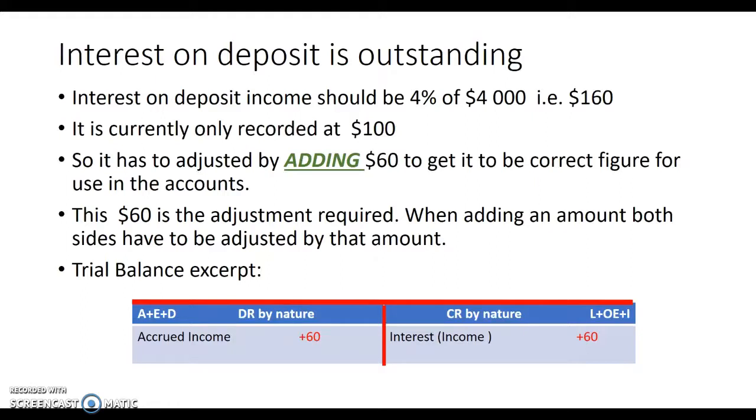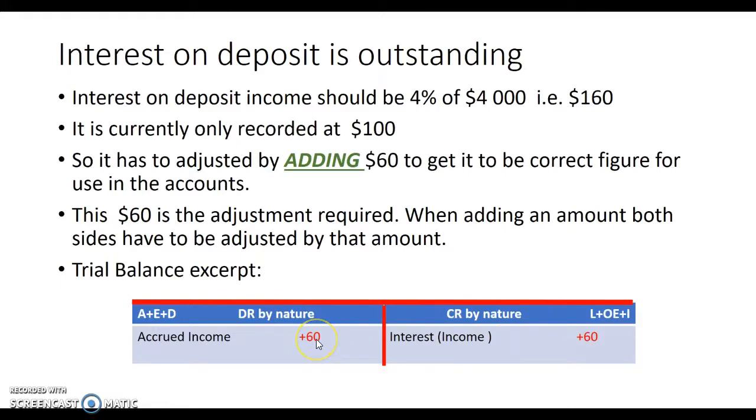So this has got to be adjusted by adding $60 onto that interest income for it to be the correct figure for us to use in the accounts. $60 is the adjustment that's required. And remember, we have a rule that when we add information in there or increase anything on our trial balance, we have to add that amount on both sides of the trial balance to keep the whole thing balanced and in sync.